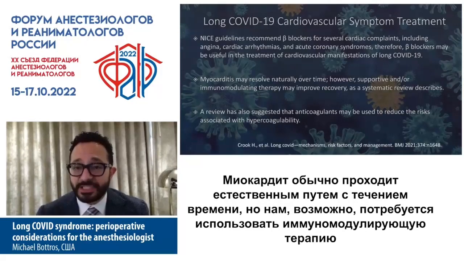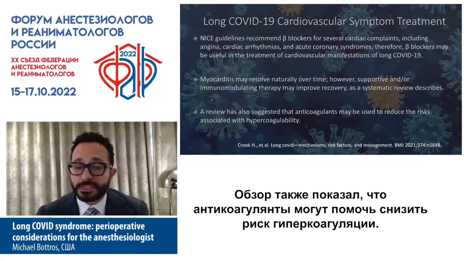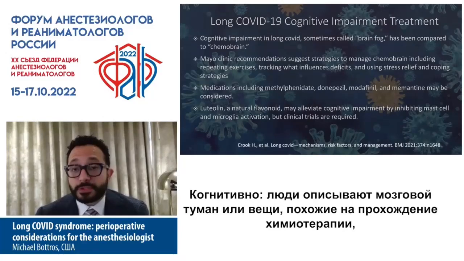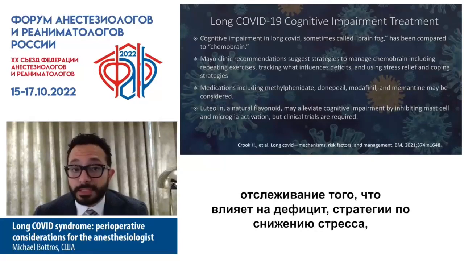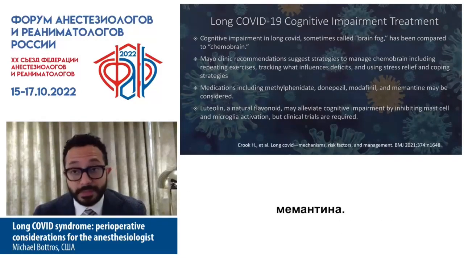Myocarditis usually resolves naturally over time, but we may need to use immunomodulating therapy to improve recovery. A review has also suggested that anticoagulants can help reduce the risk of hypercoagulability. Cognitively, people describe brain fog or things similar to chemobrain, and the Mayo Clinic recommends a number of non-pharmacological approaches like memory repeating exercises, tracking what influences the deficits, stress relief coping strategies. Medication-wise, things like methylphenidate, donepezil, modafinil, memantine may be considered.